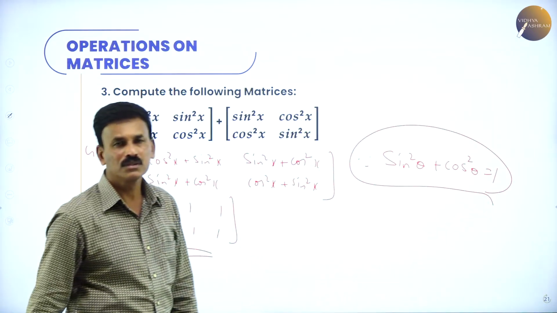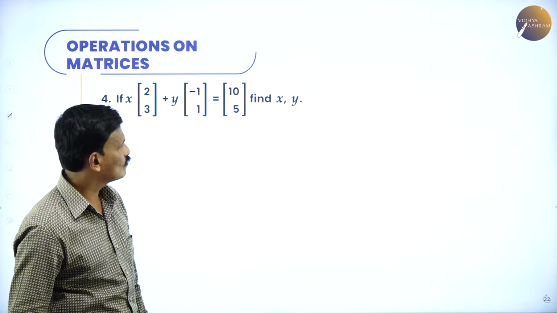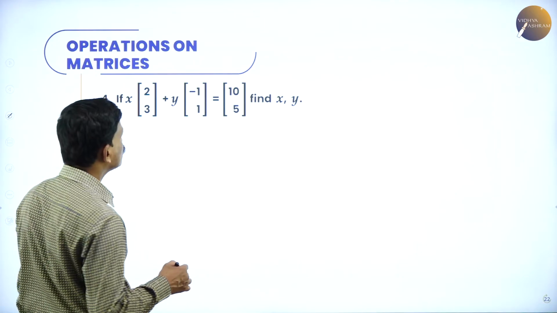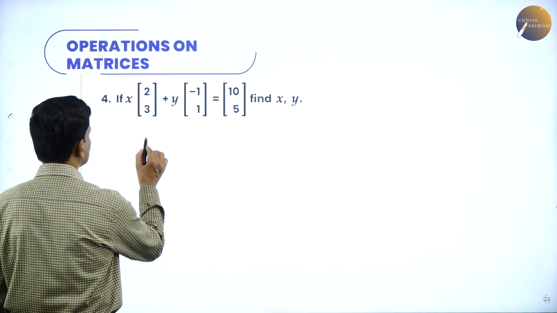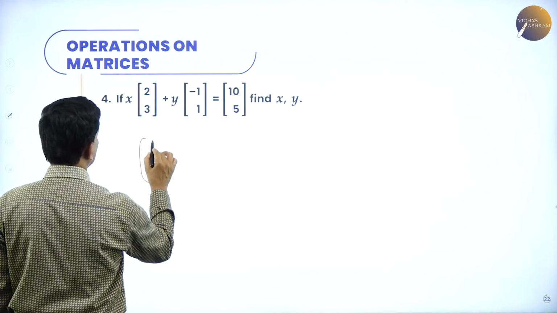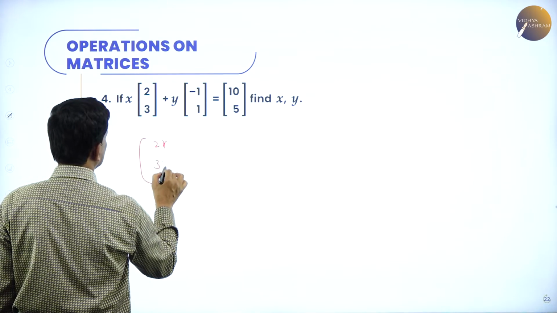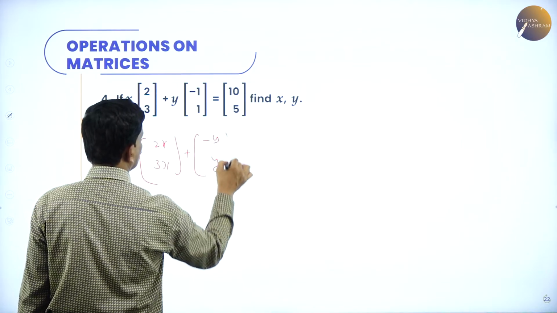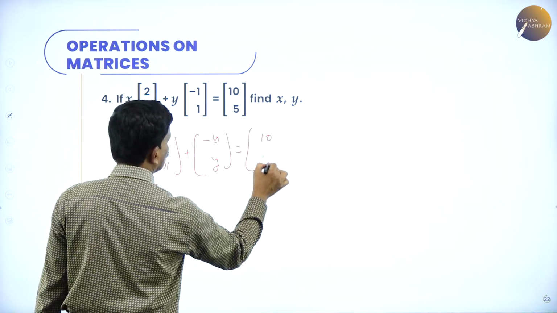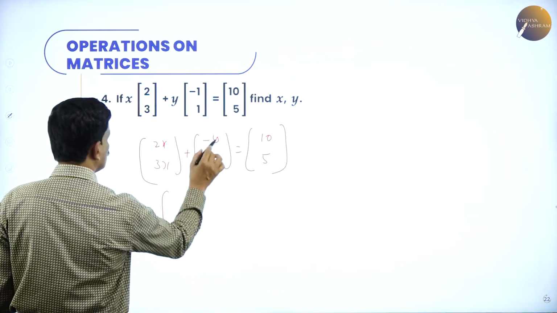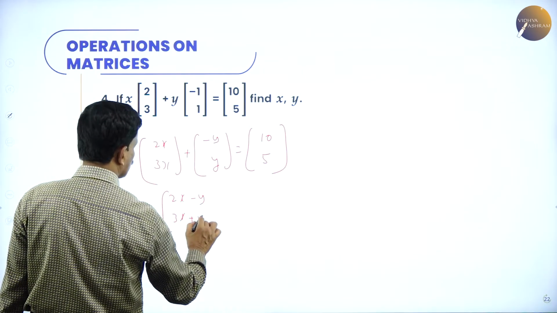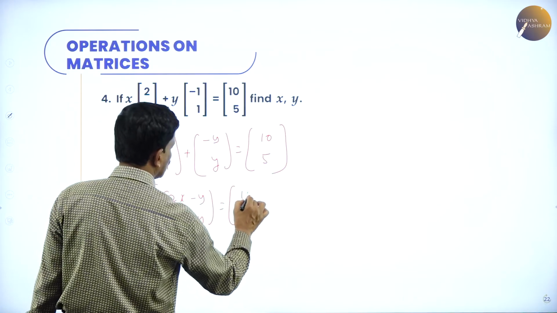Right. Now, let us come to the next one. If x times (2, 3) plus y times (minus 1, 1) is equal to (10, 5), find the value of x. Now, let us simplify this. Multiply by x: 2x, 3x, plus multiply by y: minus y, plus y, is equal to 10, 5. Now, add these two matrices. 2x plus into y is minus y, 3x plus y is equal to 10 and 5.